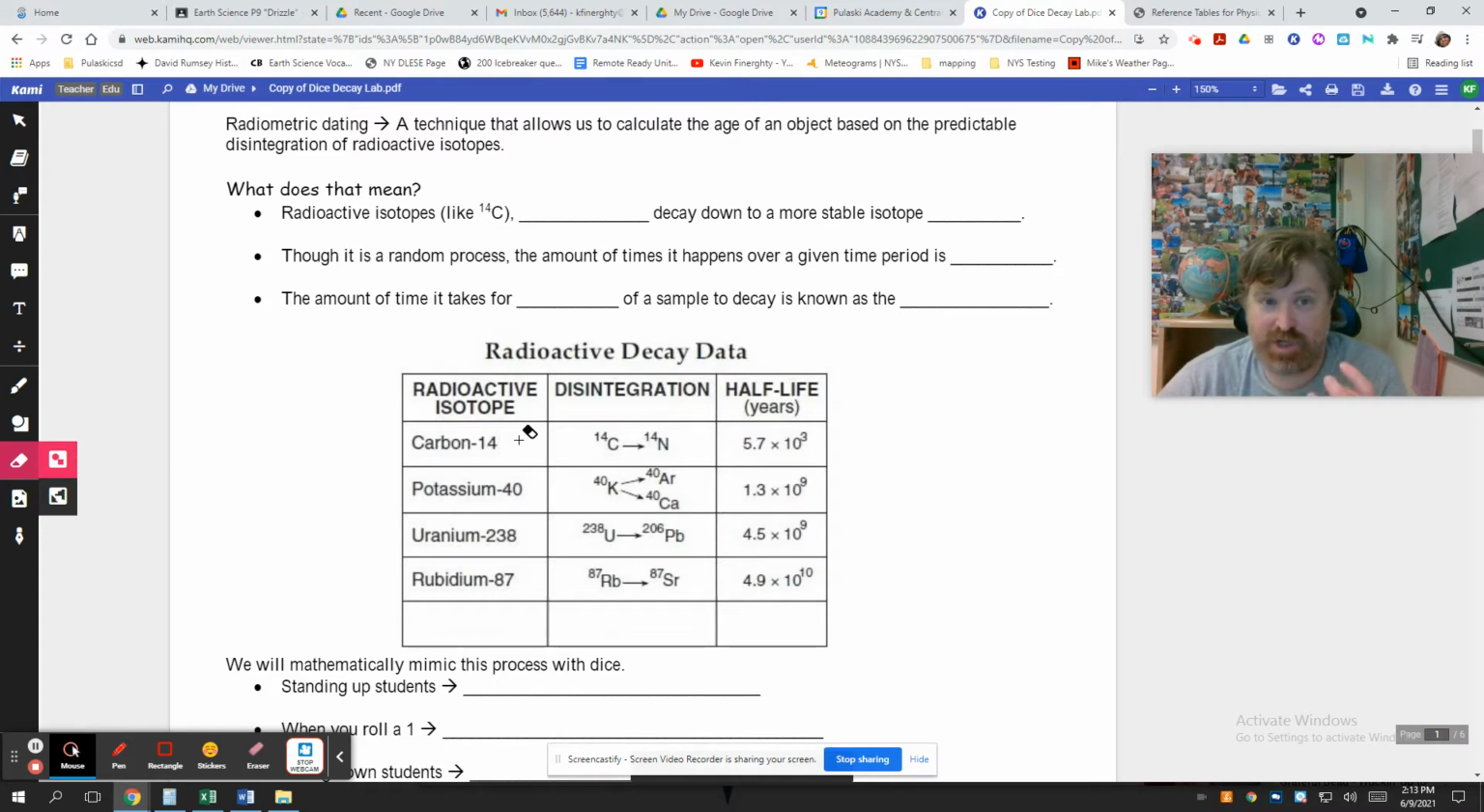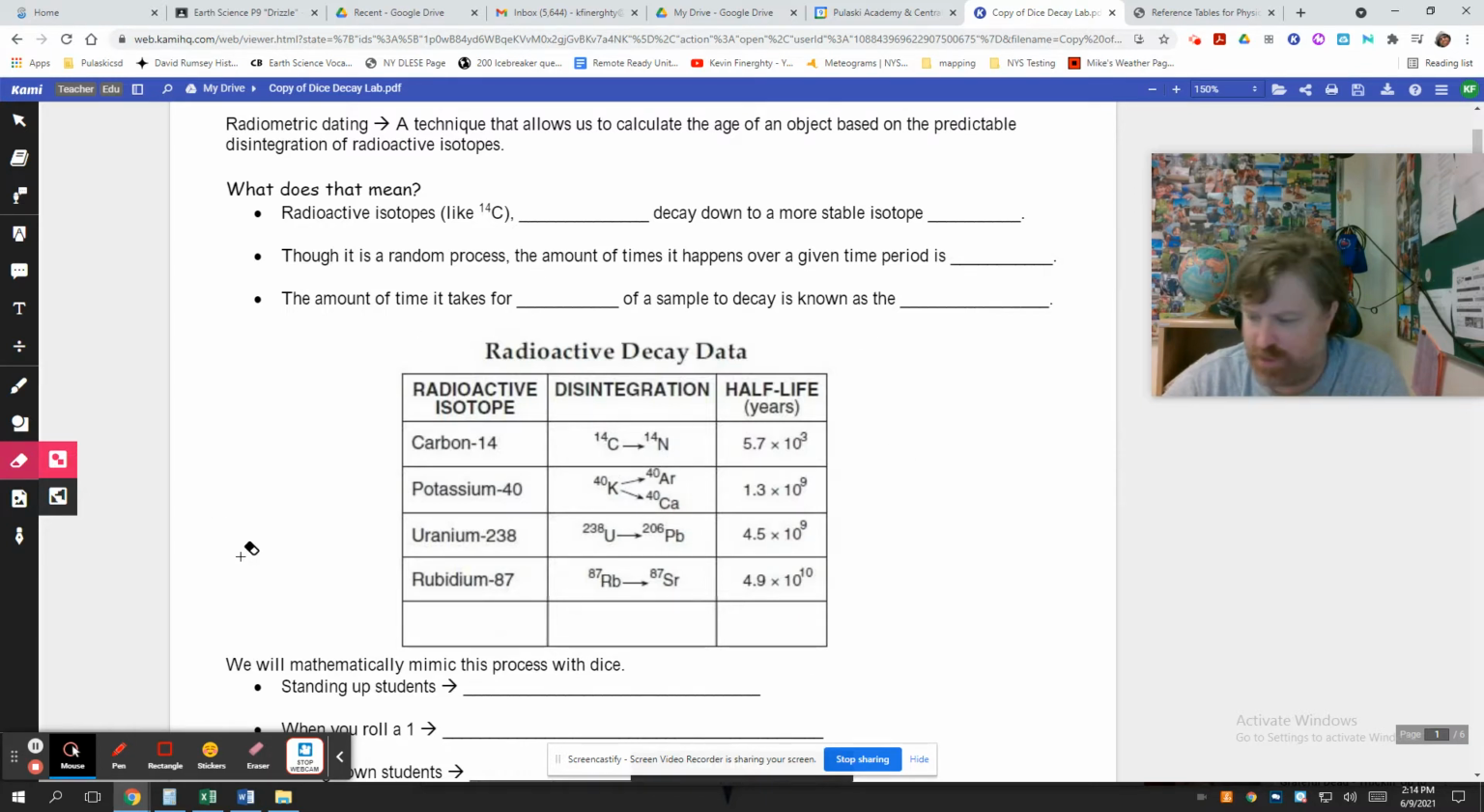In fact, it's such an oddball that we call it unstable. It's not happy as it is. Now, it doesn't have feelings. It's a carbon atom. But that's the idea of instability. It's not happy how it is. It's going to disintegrate. It's going to break down to a more stable isotope, nitrogen-14. This one breaks down into these ones. This one breaks down into this one.